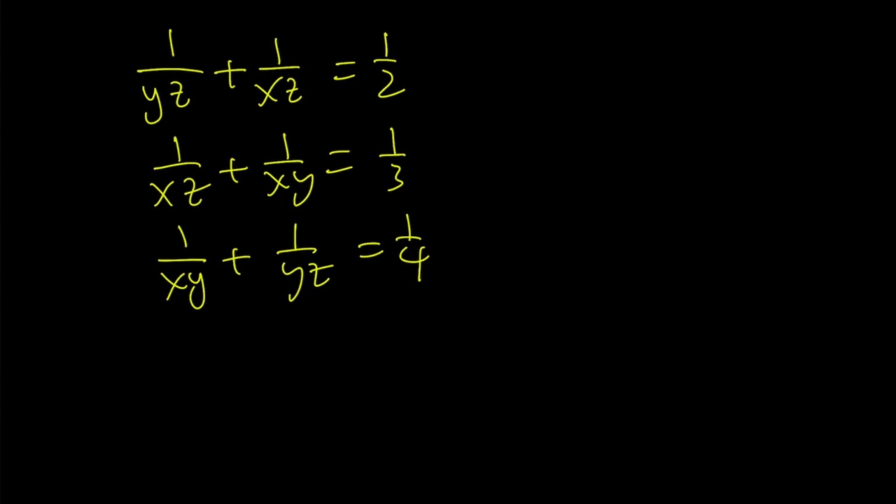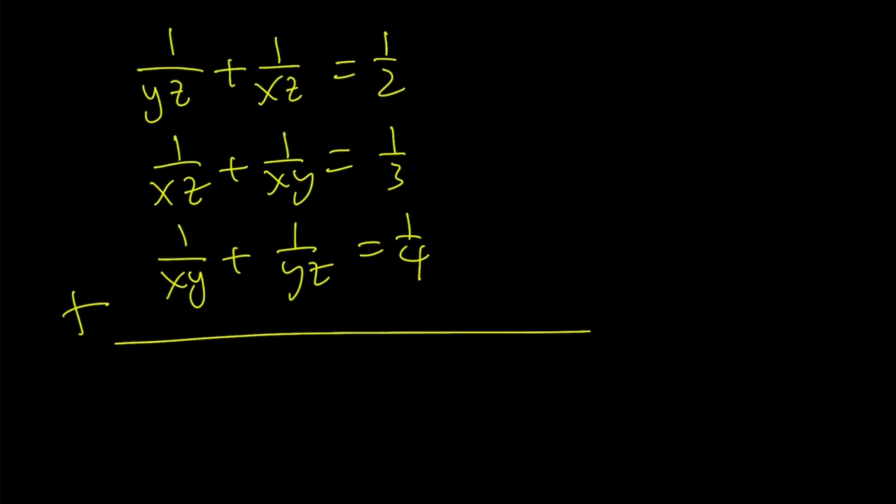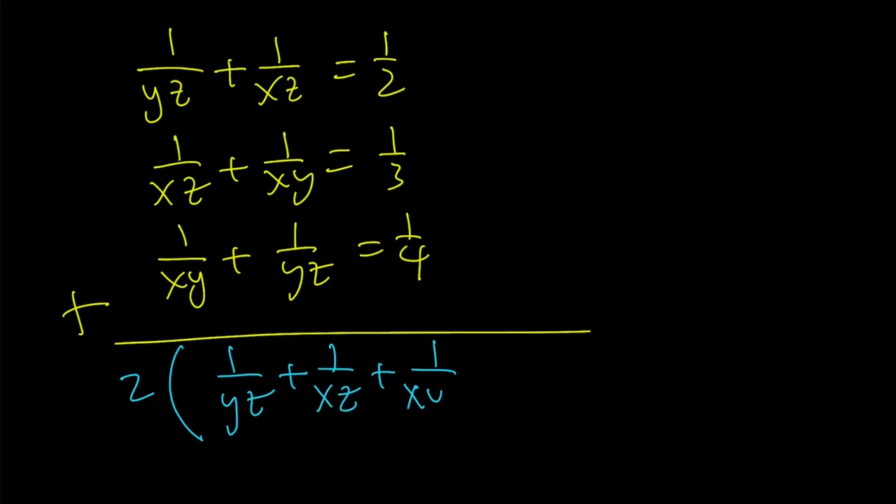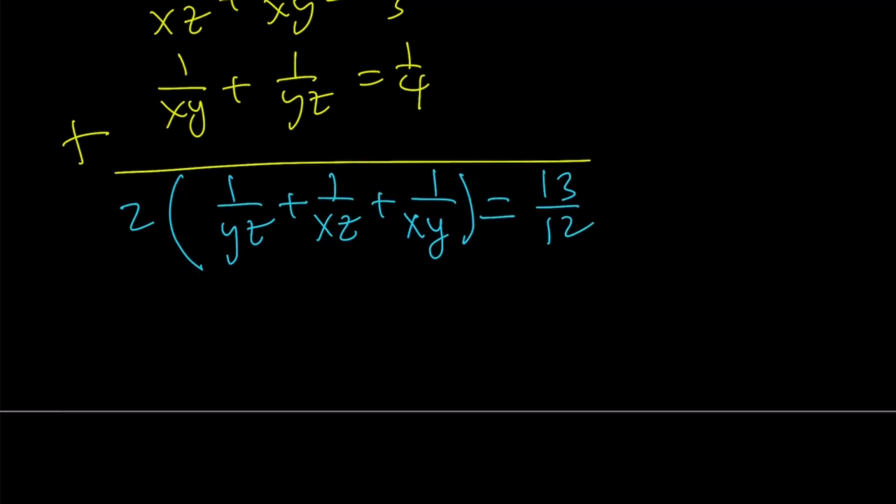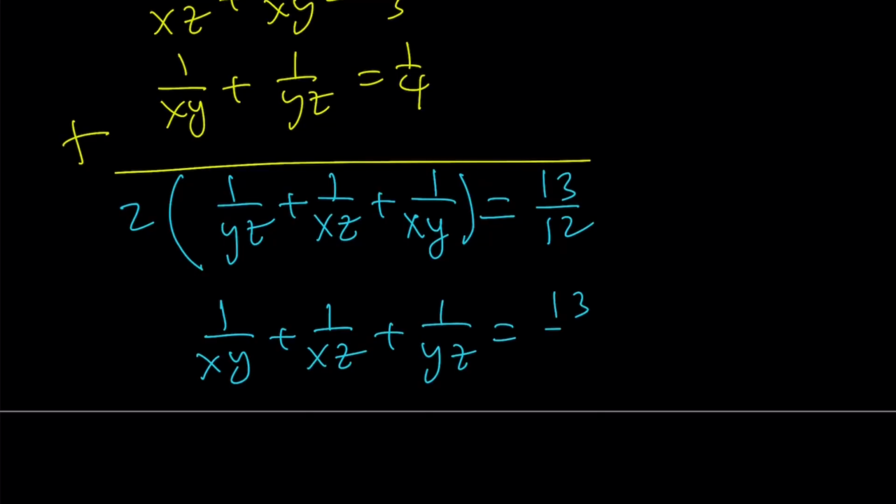Now, here's the deal. We're going to add these up, and from here we're going to get the sum, but everything will be added twice. So I can take out a 2 here, and the sum of these is going to be 6 plus 4, 10... 13 twelfths, right? 13 twelfths. And then if you divide both sides by 2, or multiply by 1/2, I want to write it in alphabetical order: 1 over xy plus 1 over xz plus 1 over yz is going to equal 13 over 24.